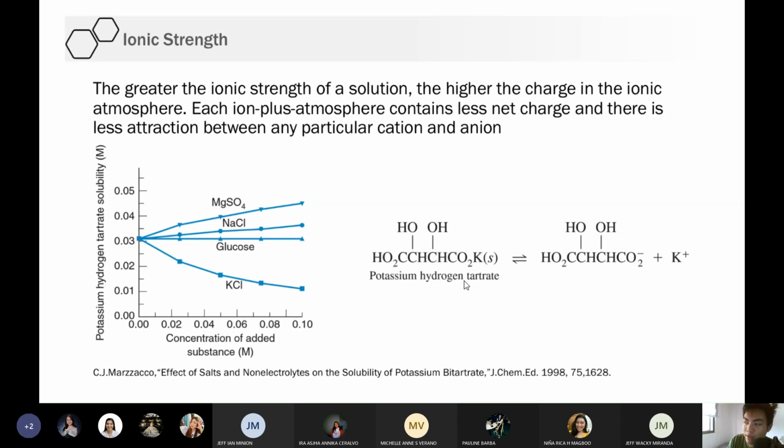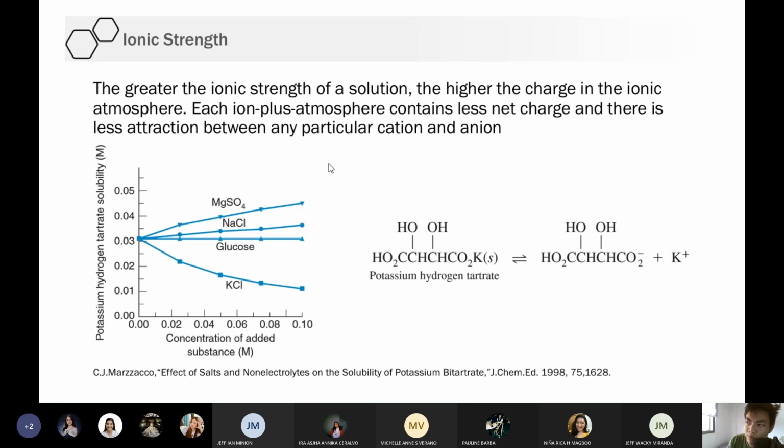So we have potassium hydrogen tartrate precipitate. It will produce hydrogen tartrate ions and potassium ions, but to a very low extent. And here are the graphs when we added other ions to our solution. Suppose that if we have this equation alone, the equilibrium constant is 0.03.